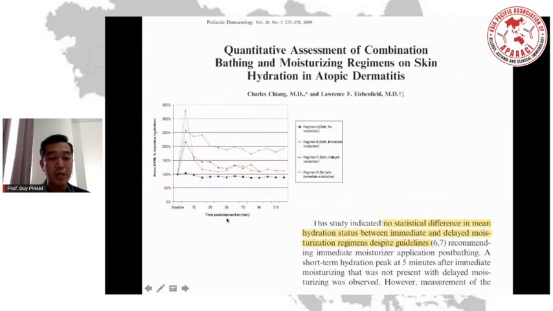And we looked for that reference, and that reference was a study to compare the effect of different moisturizing regimens: moisturizing immediately after bathing, or 30 minutes after bathing, or moisturizing without bathing. And the study concluded that there was no statistical difference in mean hydration status between immediate and delayed moisturization regimens despite guidelines. So it means maybe the previous review misunderstood the conclusion or the data of this study.